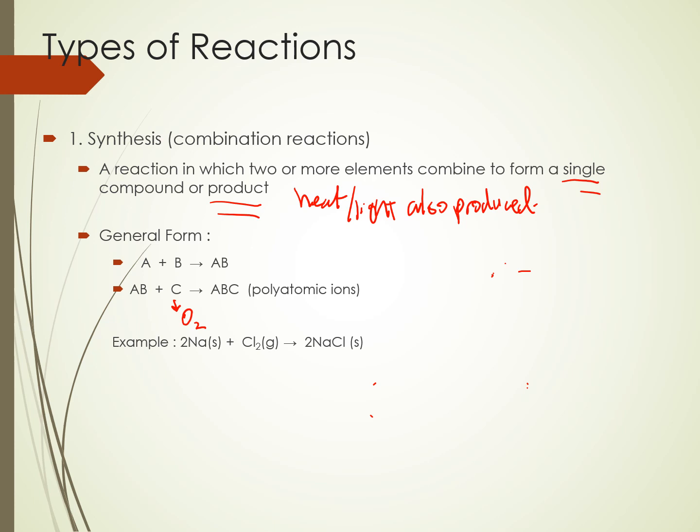So if you notice with my first example, I have Na plus Cl2 forms NaCl. When we balance it, we have two Na, one Cl2, and two NaCl. So as I'm setting this up, sodium would represent my element A, chlorine would represent my element B, and I'd have a compound that would form, which would be AB.